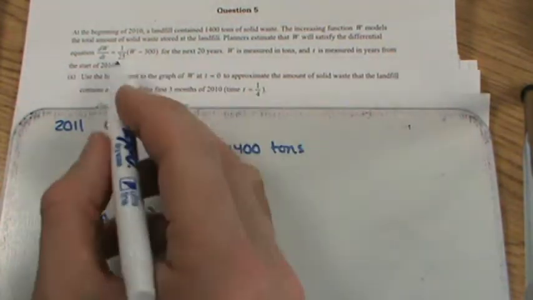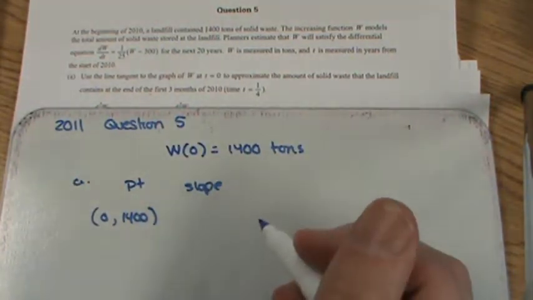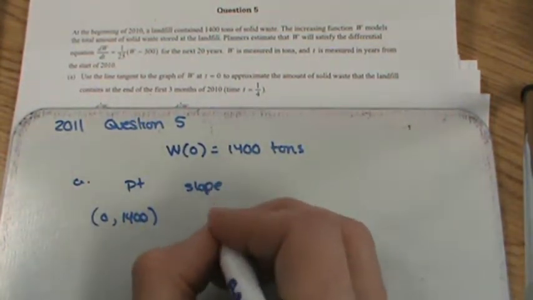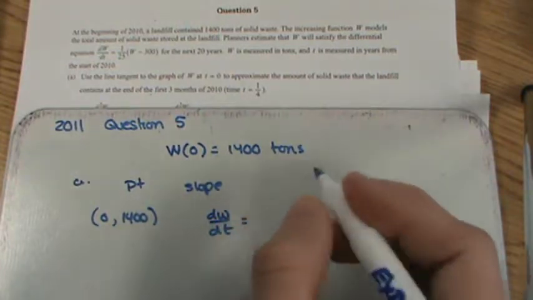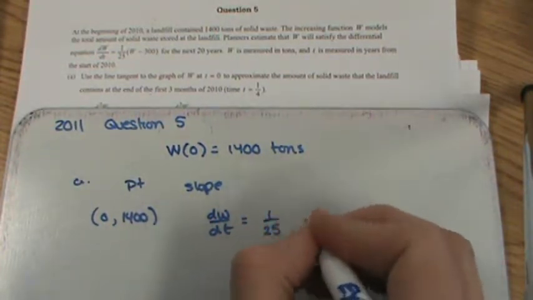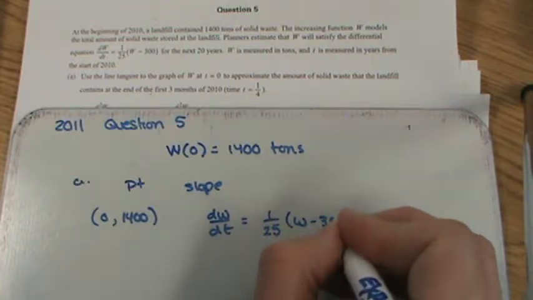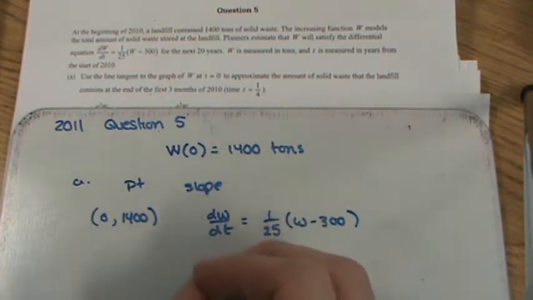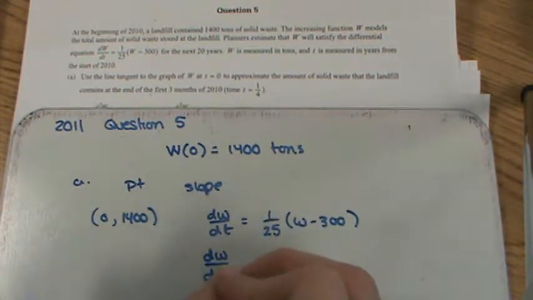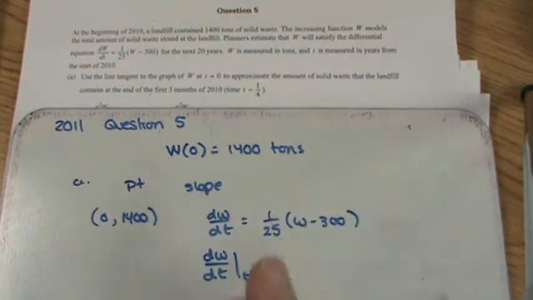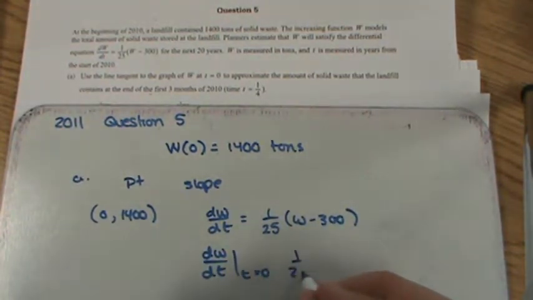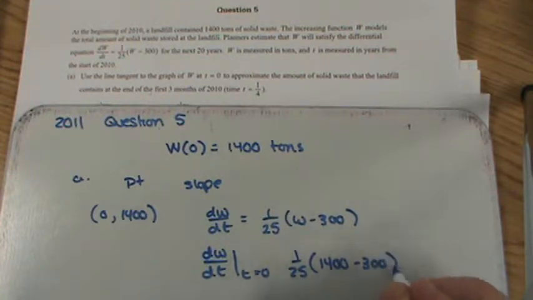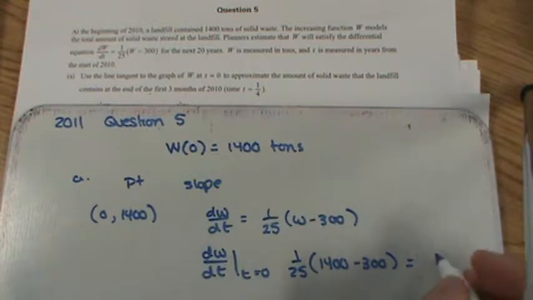Now, they gave us a differential equation. Remember, a differential equation is nothing more than a derivative, which is how we find the slope. So dW over dt is equal to 1 over 25 times (W minus 300). If we just go ahead and put W in, 1,400, we're going to evaluate this for T equals 0. 1 over 25 times (1,400 minus 300). This gives us 1,100 over 25.